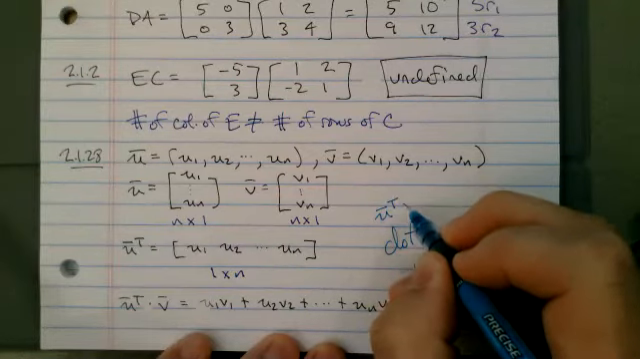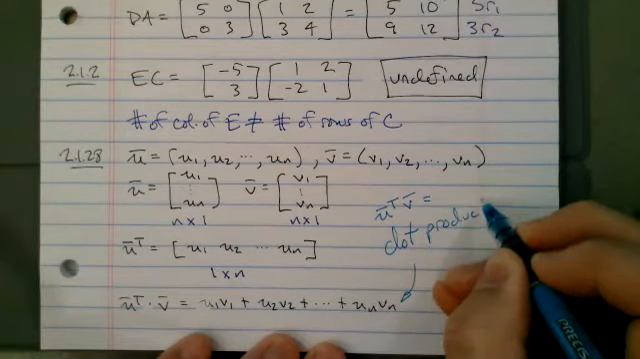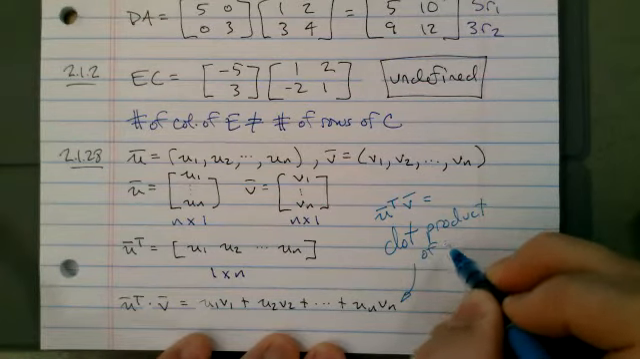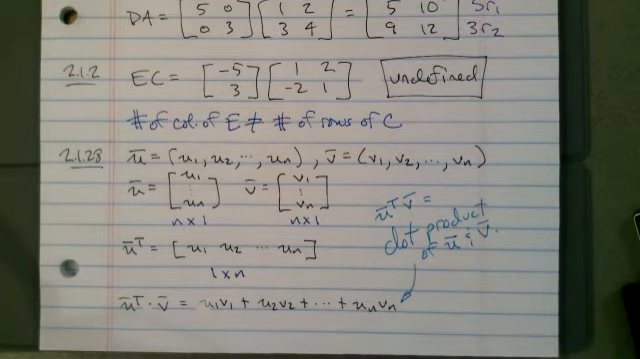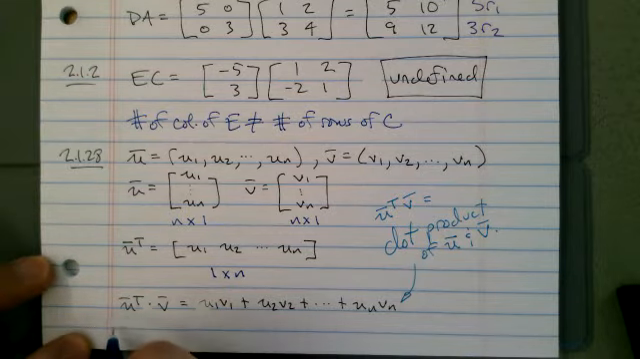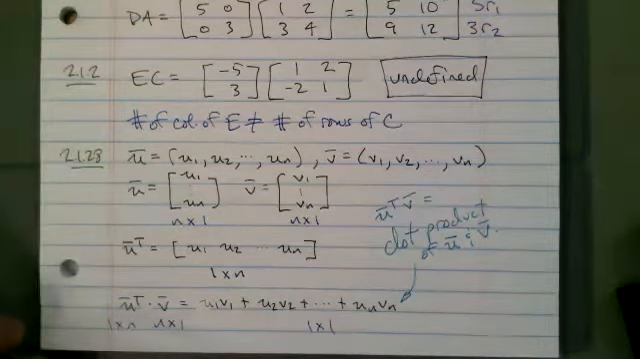U transpose times V is equal to the dot product of U and V. Notice that we took a 1 by n and multiplied it by an n by 1, and the result was a 1 by 1 matrix, or a real number.